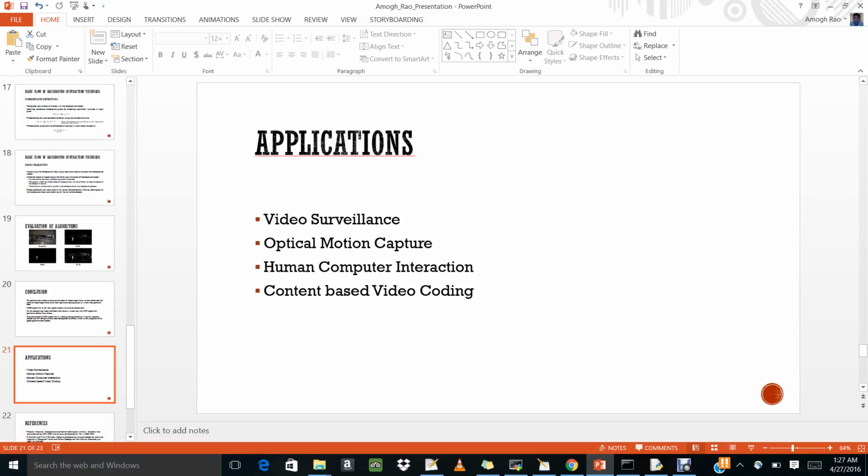Background subtraction has a number of applications as listed over here, like video surveillance or traffic surveillance, also for optical motion capture and the rising field of human computer interaction.